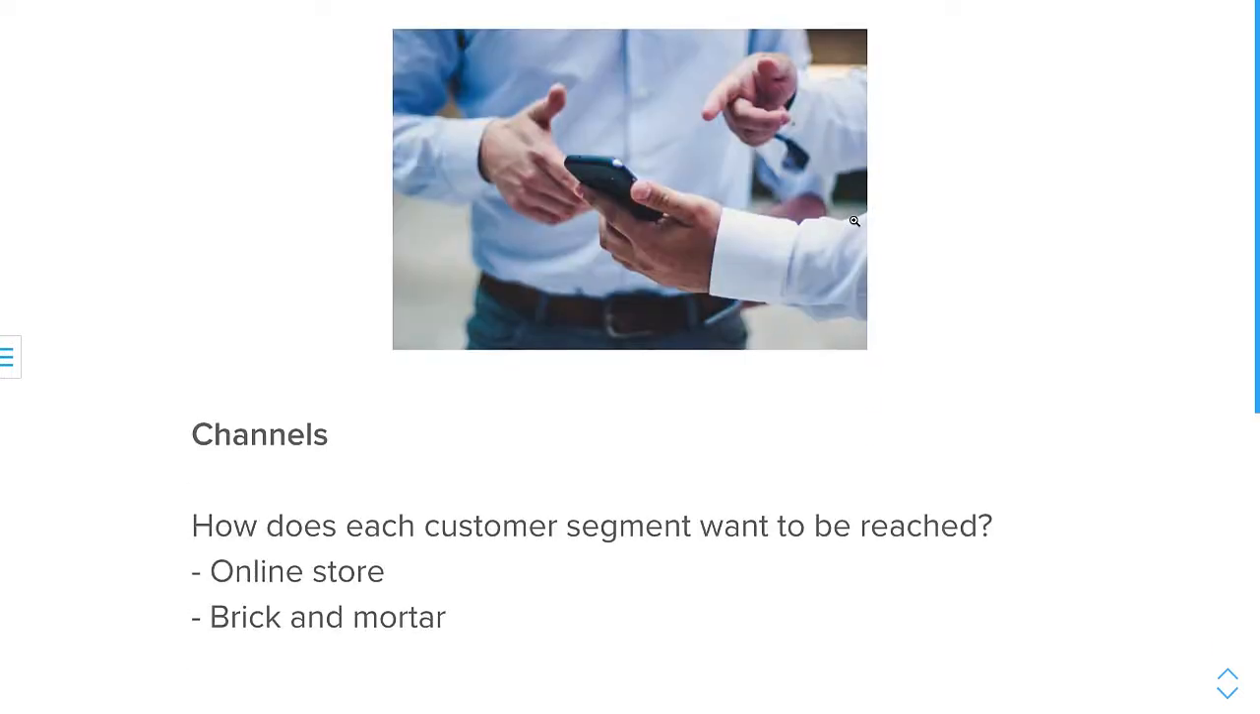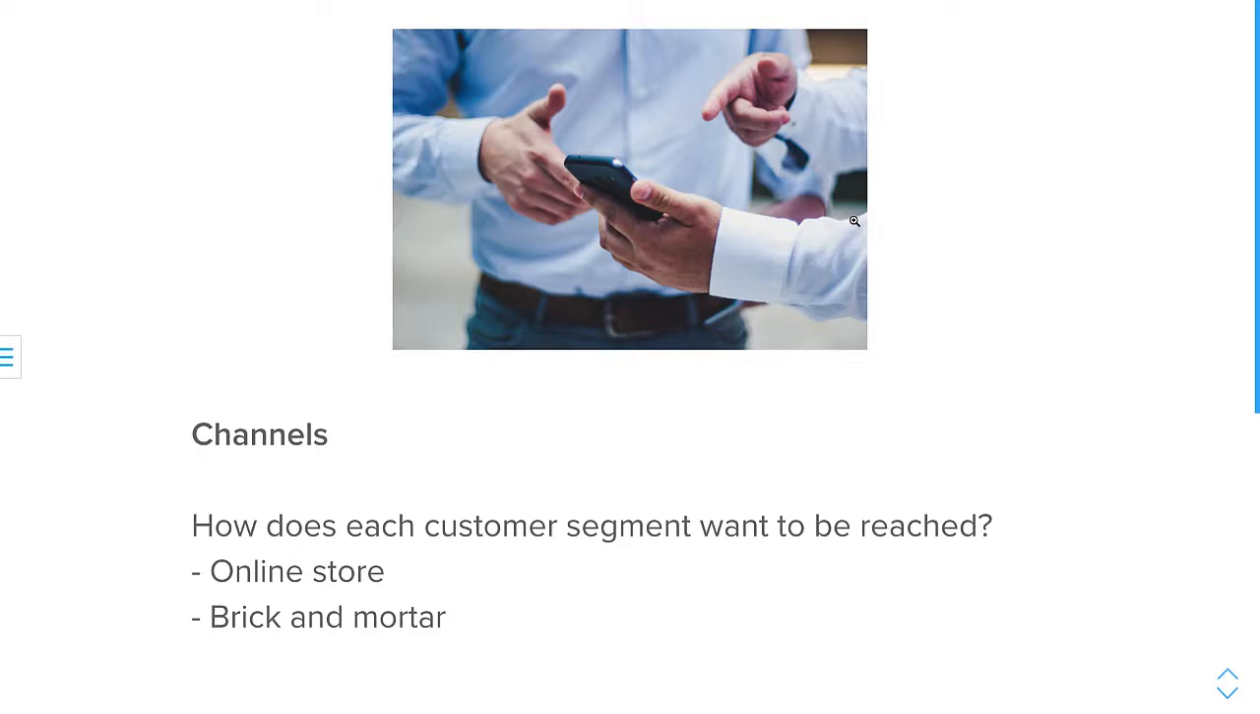Then, of course, you have to know your channel. How are you going to reach out to your customer? Are you going to have an online store? Are you going to have a brick and mortar? Are you going to have booth sales? Are you going to be completely online? Are you going to do pop-up shops? How is your customer actually going to get your product or your service? You have to think about that, right?